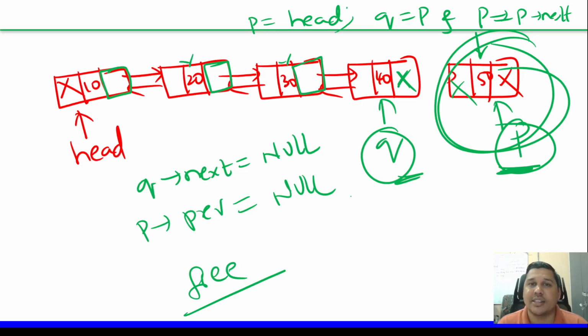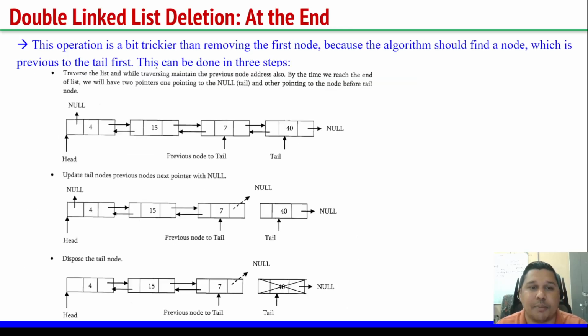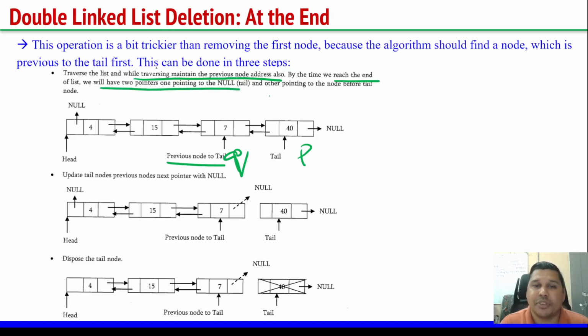We have already seen this kind of implementation in single linked list operations. Let us try to understand with this example here. This is my tail node, that is my Q, this is my P node, and the previous node to tail is my Q node. While traversing, maintain the previous node address also. By the time we reach the end of the list, we will have two pointers pointing to null, this one and this one.